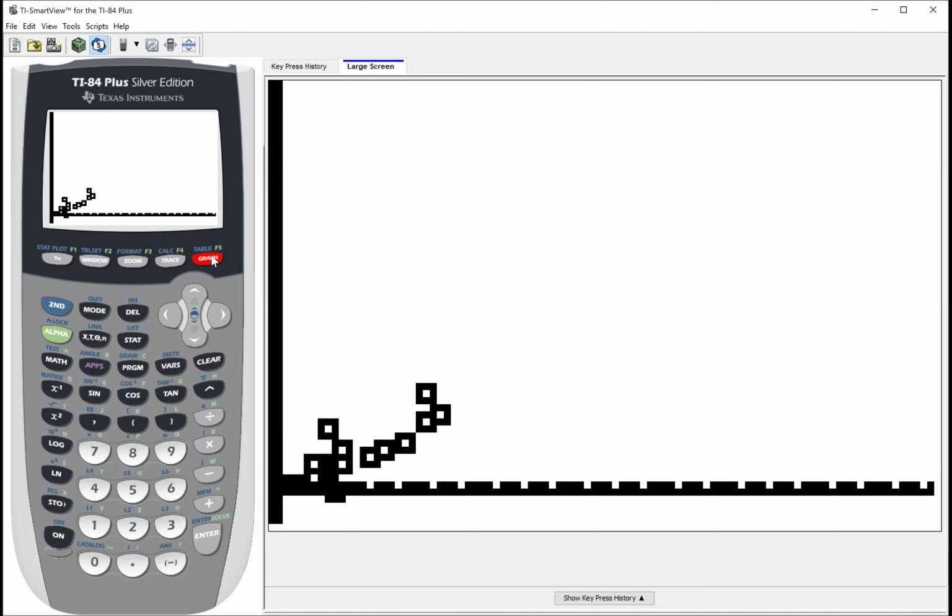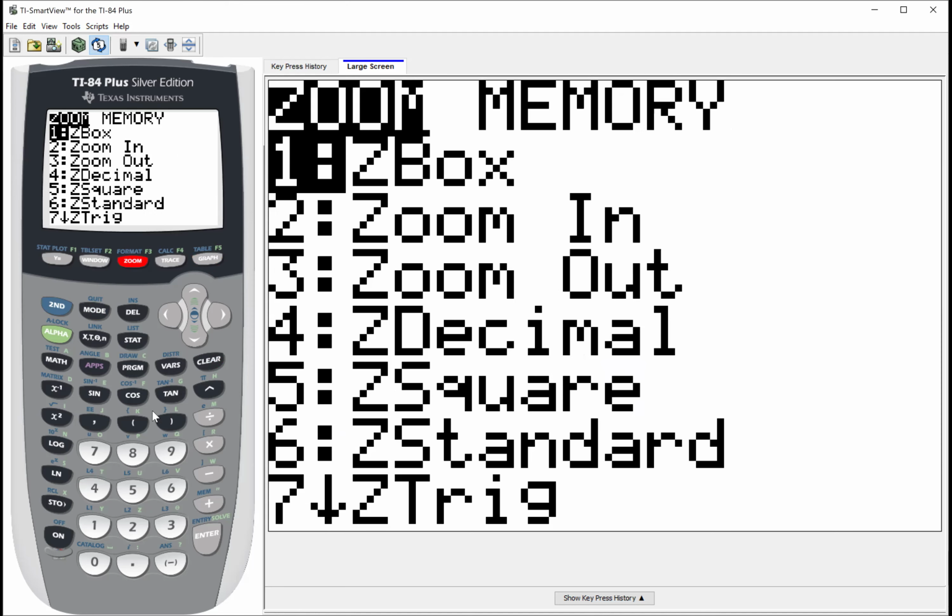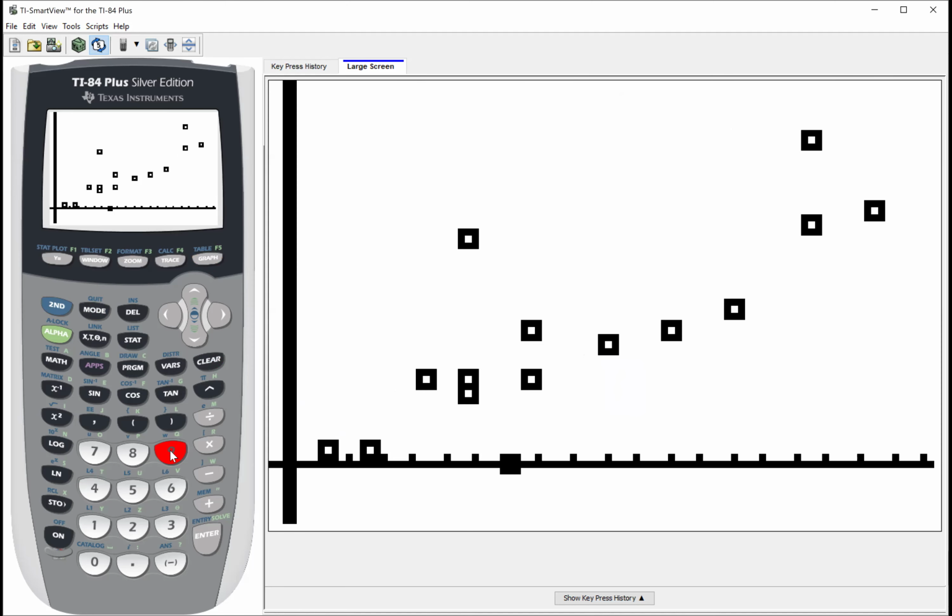And you see how tiny this plot looks? So remember, we're always safe if we press zoom and then option 9, zoom stat. So let's press zoom and then press option 9. And now it's going to adjust the window so that we have a more clear picture. And we definitely see a positive linear correlation. So we could confirm that there's a positive linear correlation between the amount of fat in an item and the amount of cholesterol.